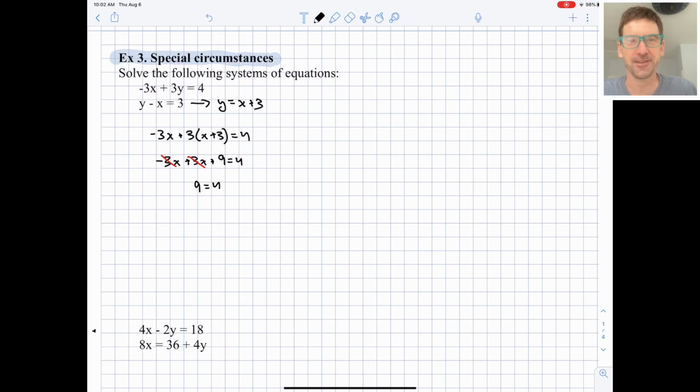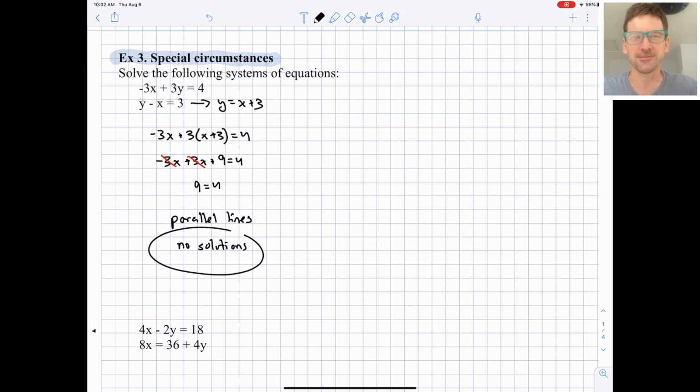So what the heck's going on there? 9 is never equal to 4. So this means we have parallel lines, and what it really means is there are no solutions to the system of equations. So whenever we get an impossibility like that, 9 equals 4, no, it's not, right? 9 is not equal to 4. That means we have no solutions.